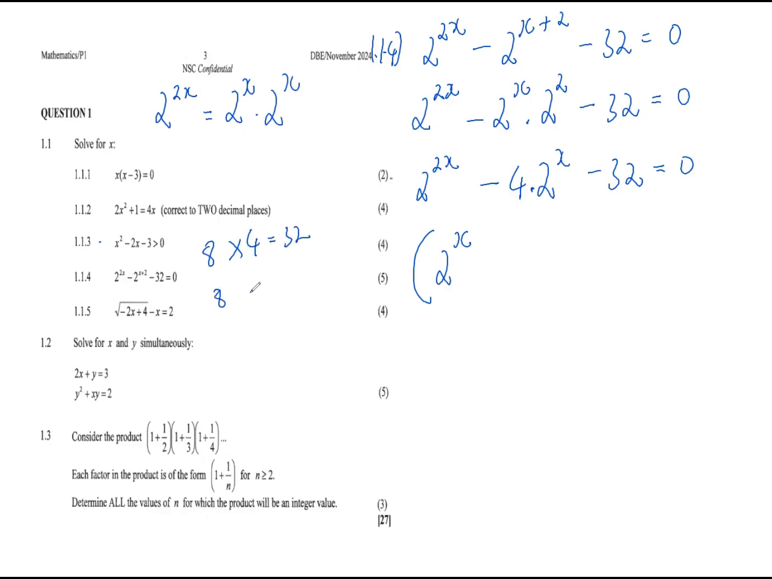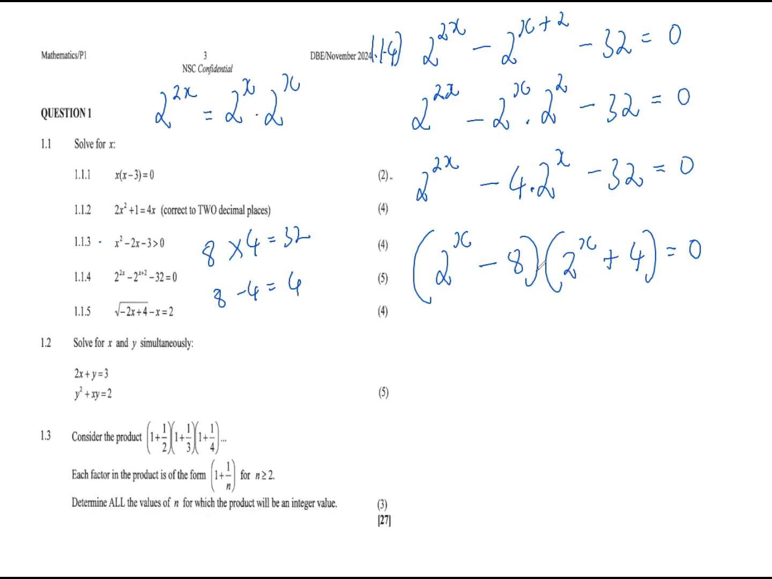But then 8 minus 4 will give us 4. So perfect. Now, it's just a matter of looking at your signs here, and then you will determine that the bigger value here would have to have a negative sign, and then the other value would have to have a positive sign. So this is 2 to the exponent of x, and then plus 4 is equal to 0.